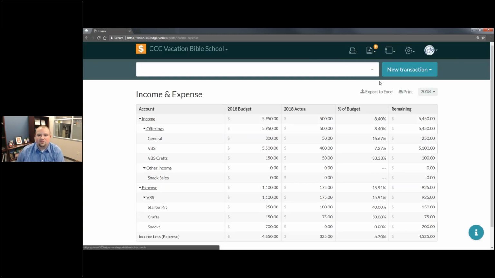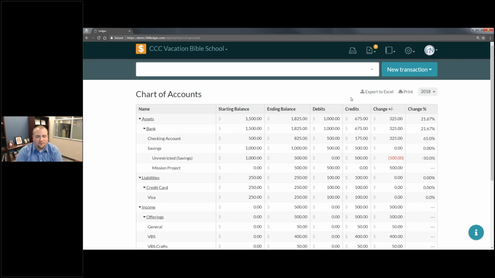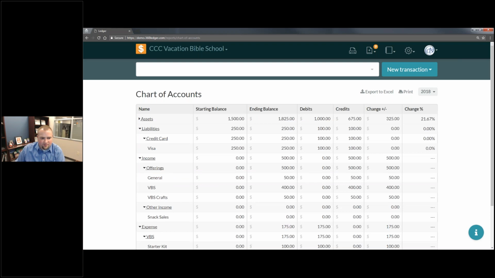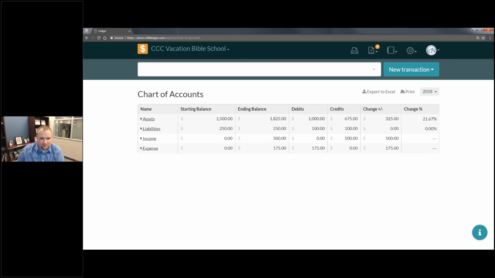Chart of accounts is very similar in terms of listing all your accounts there, and you can collapse them by clicking on the arrows, but you get all 4 types of accounts. You get the starting balance, the ending balance, whether the credits or the debits adjusted it, the total change, and the total percentage. So it really gives you a good idea of how things are changing over this period. It's all based on your time.